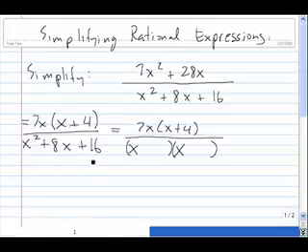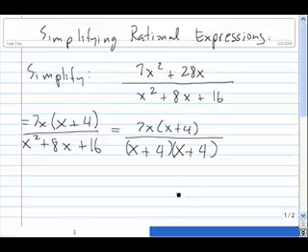Now I notice that my last term is a perfect square, 16. So when my first and my last terms are perfect squares, it's a good indication that the first and the last terms of each of these factors are going to be their square roots. Okay, so the square root of 16 is 4, so I'm going to try a plus 4 and a plus 4.